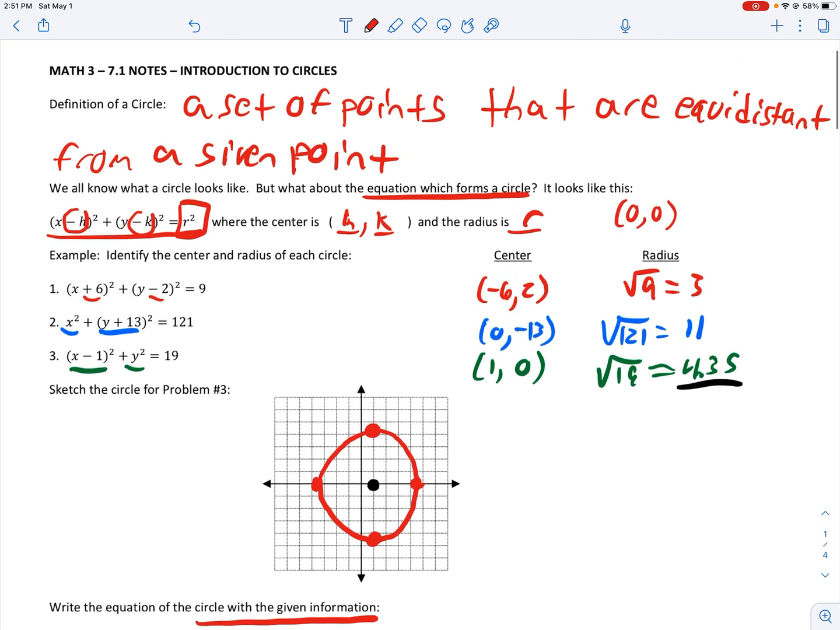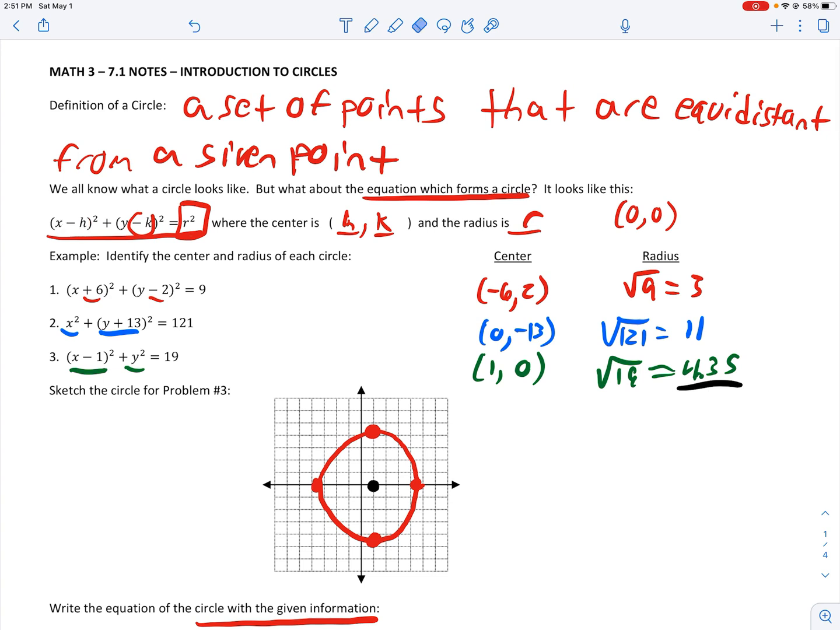How do I know that? Back up here to the general equation, you have minus h and minus k. But if you look at the center that I gave you, it's h and k. Those are opposites. Minus h and h are opposites. So the center sign is opposite to the equation sign.